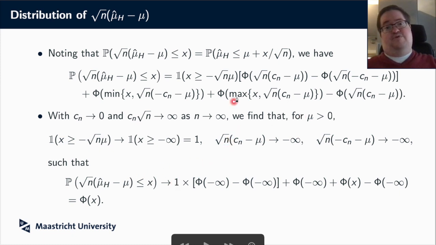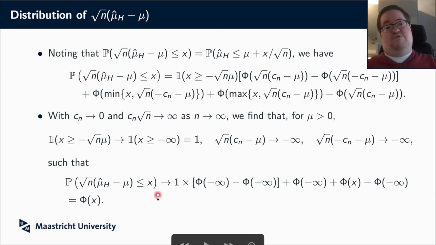For the first term, this converges to 1, which we have here. We have phi of minus infinity, which of course will become 0. We have phi of the minimum of x and minus infinity, so that will be minus infinity. Then we have phi of the maximum of x and minus infinity, which will be x. That's phi of x here. And finally, we have phi of minus infinity again. Now you can just count them: we have 0, 0, 0, and 0. So we're only left with phi of x. Indeed, we have what we wanted.